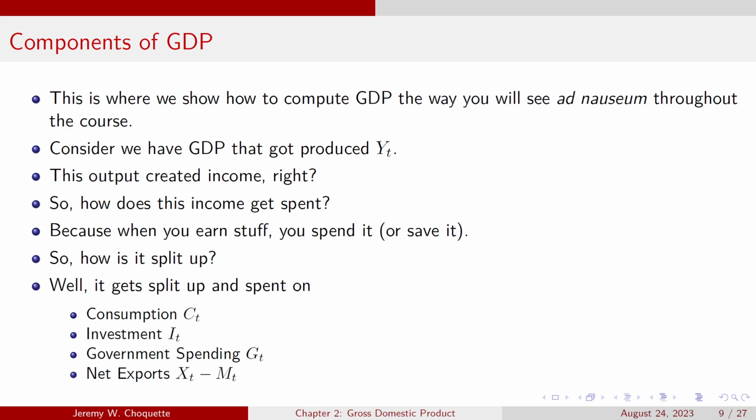So now that we've gotten through the income approach, let's talk about another way to compute GDP. This is really going to be the way that you'll see more often than really any of the others, at least on the demand side. Consider we have GDP that got produced, and that's equal to Y, right? That output creates income. And then we want to know how the income gets spent, because if you earn stuff, you're going to want to spend it or possibly save it. So how does that get split up? Well, it gets split up and then spent on a couple of different things. There's consumption, there's investment, government spending, and net exports.